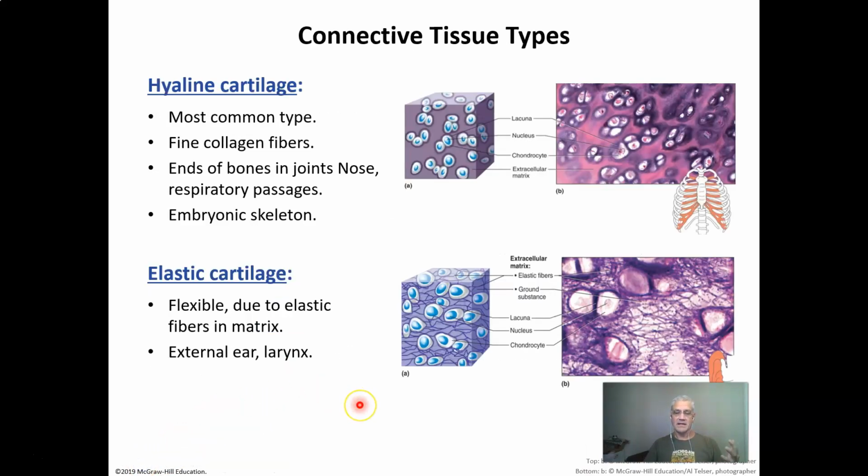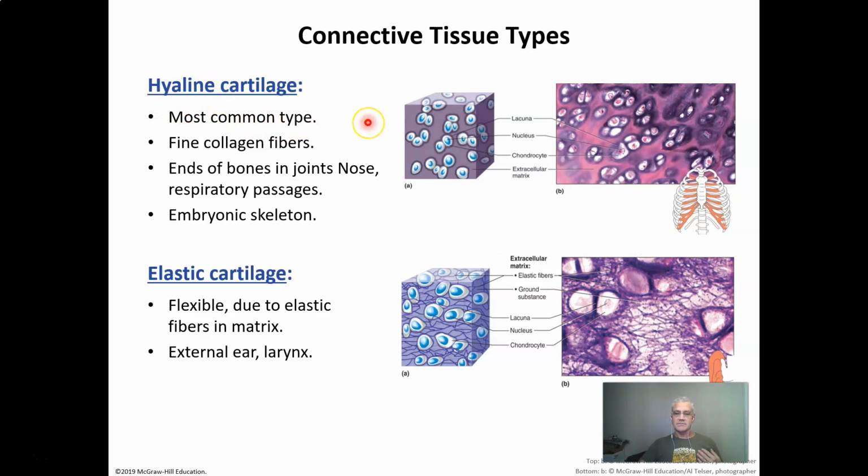Again, depending on the function. What does that cartilage have to do? All right, number one, hyaline cartilage. Hyaline cartilage forms your ribs, which are mostly bone. Just before the ribs get to your sternum, there is a cartilaginous section. We call that costal cartilage. That kind of cartilage is called hyaline cartilage.